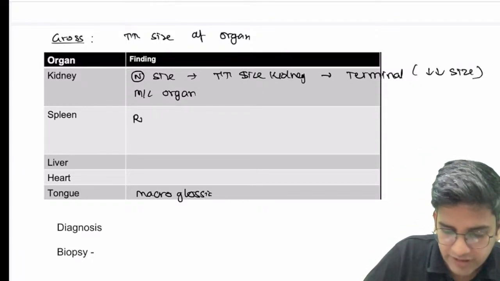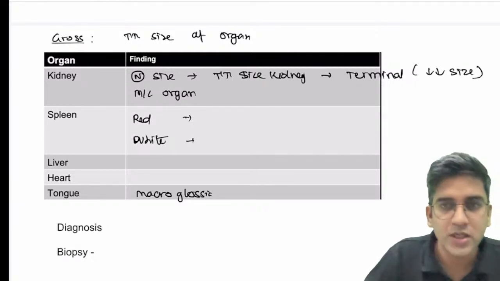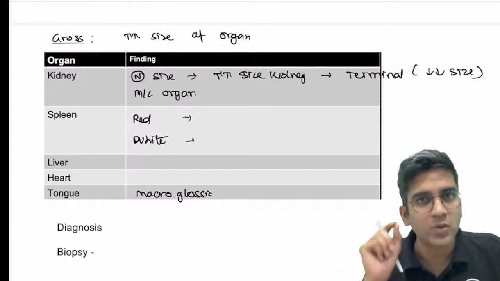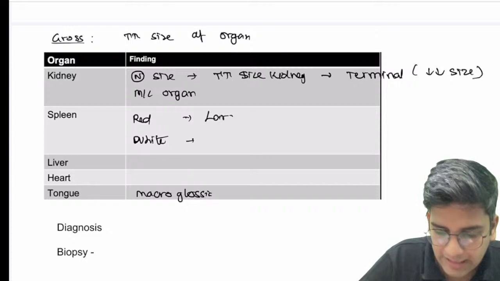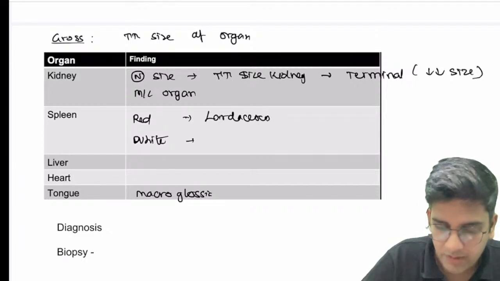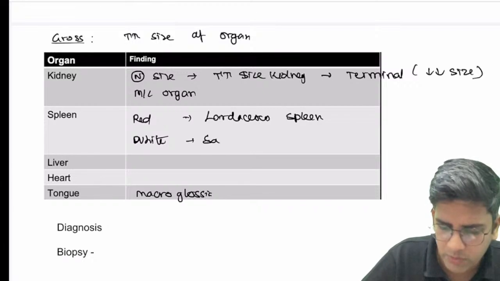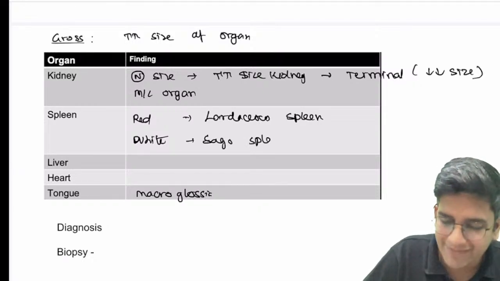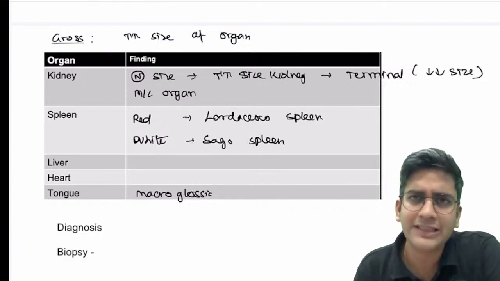Spleen: based on deposition in the red pulp or the white pulp, we have different types of spleen. White pulp deposition will be like dots, red pulp will be like a lake, so we call it lardaceous spleen. Here the deposit is seen throughout the spleen, and where white pulp will be like dots, we call it sago spleen. In a viva, if they ask, can I differentiate sago spleen from miliary tuberculosis on gross? The answer is no.